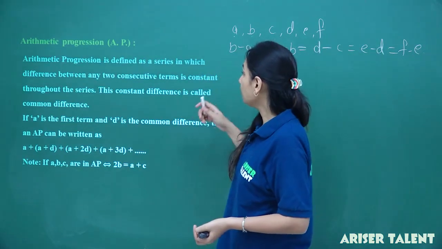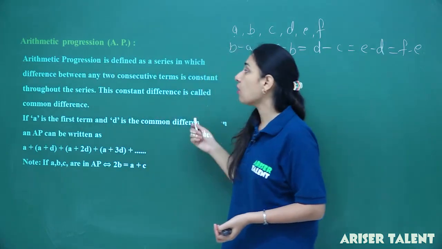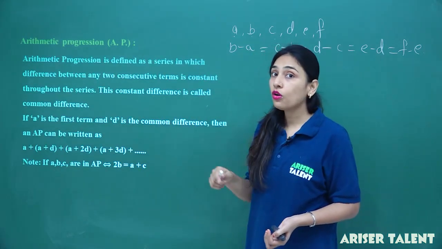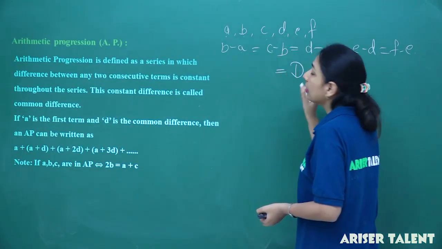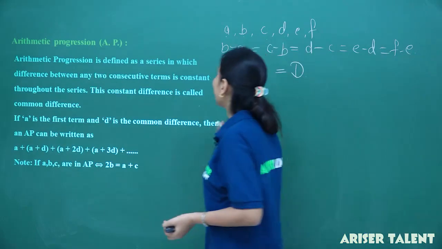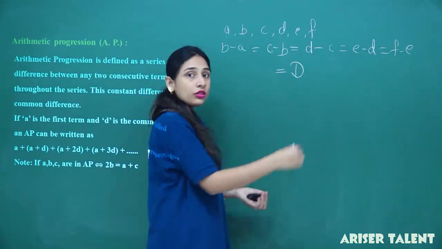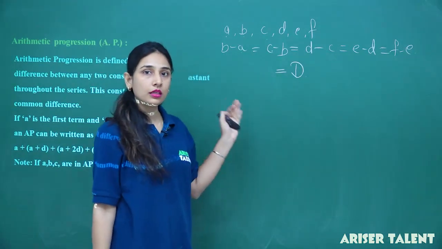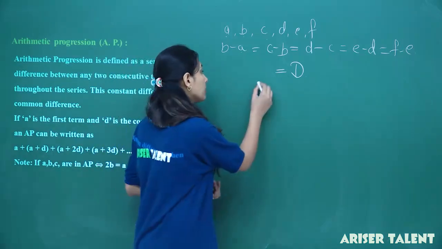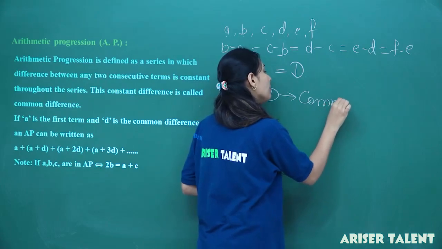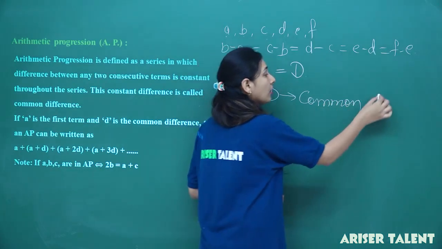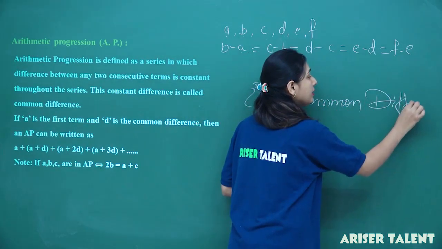Now this constant difference is called the common difference. If I call these differences capital D, these are not the symbols we are going to use in our complete chapter, but I am telling you about that. So this D is a common difference. We will be having a particular term for common difference, right students?